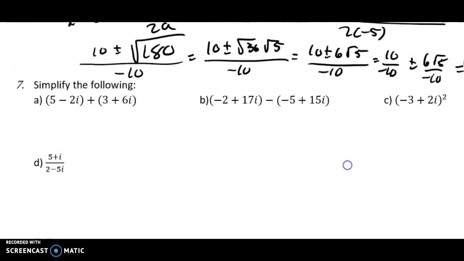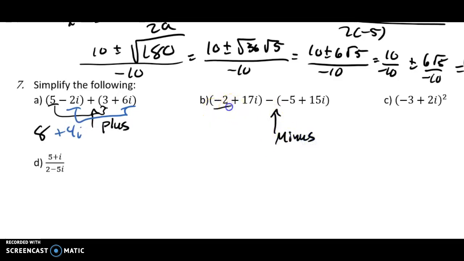All right, question number 7, simplify. We're adding here. So 5 plus 3 is 8. And then negative 2i plus 6i is 4i. And this right here is a minus. So I'm going to do negative 2 minus 5 for negative 3. And 17i minus 15i is 2i.